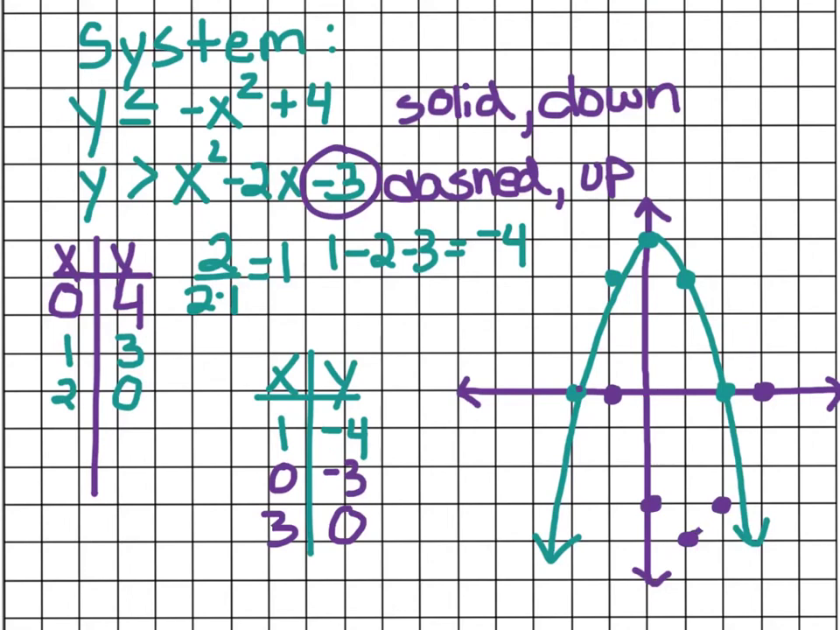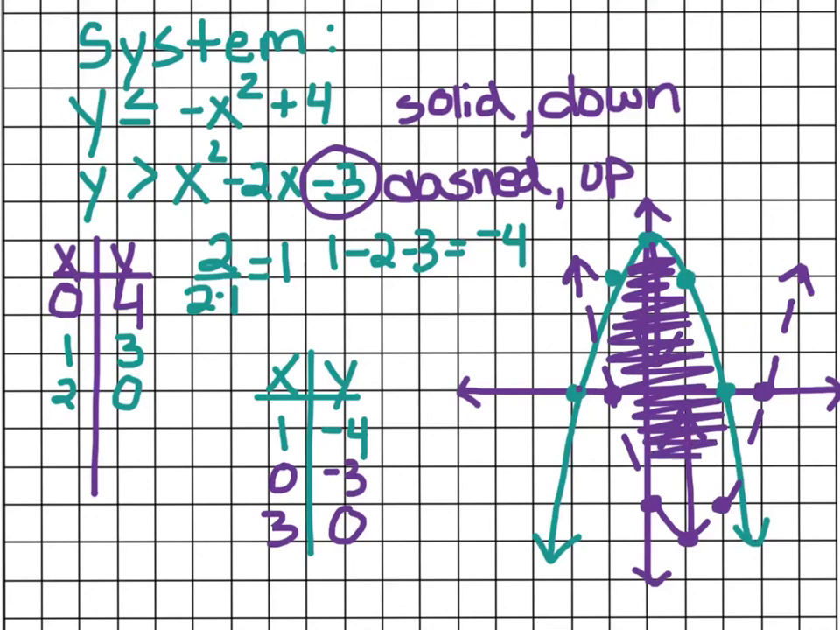This one's going to be dashed. And I'm going to shade up from this one. So if I'm going down from the teal one and up from the purple one, then the part that encompasses both of those is this region in here. So that is the only part we are going to shade. This pretty part right in here. And that's it for quadratic inequalities.